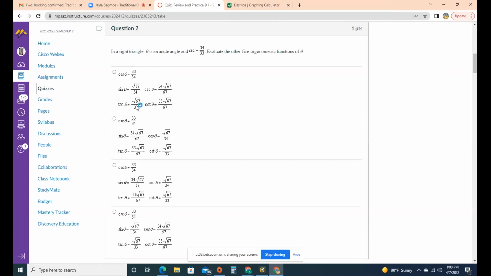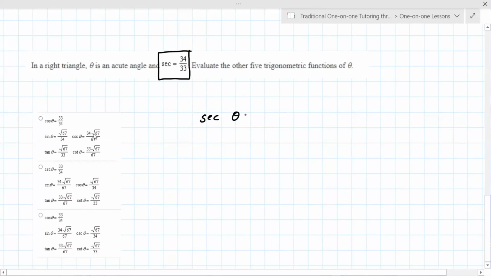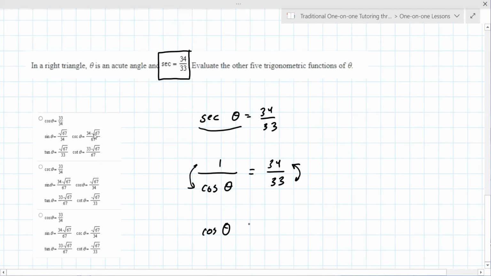I'm going to snip these in, and I'm going to try to explain what I mean here. Let me share my screen and see if I can give you a little clarity on this. What I'm trying to say is this right here is given, secant theta is 34/33, and secant is the same as 1/cosine. So if you switch positions on the left, you have to also switch positions on the right. So cosine theta equals 33/34.